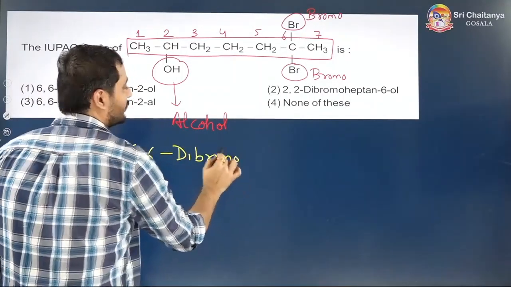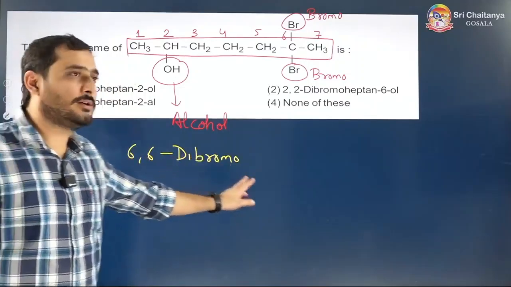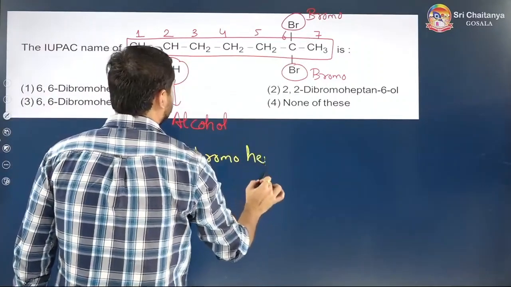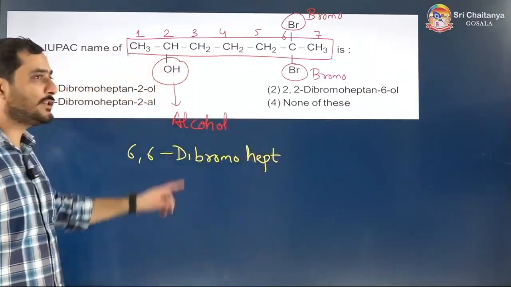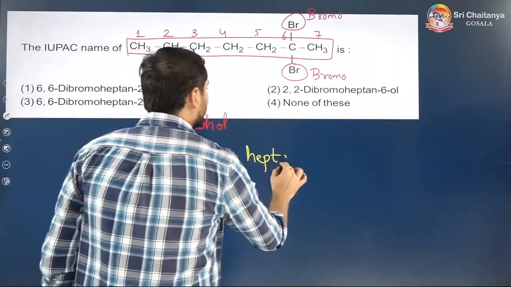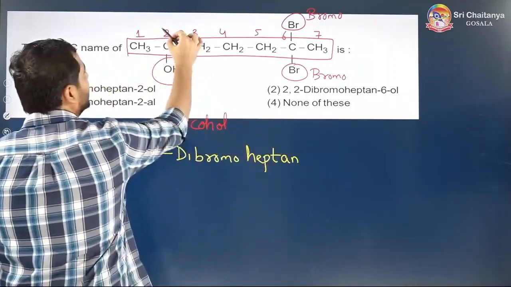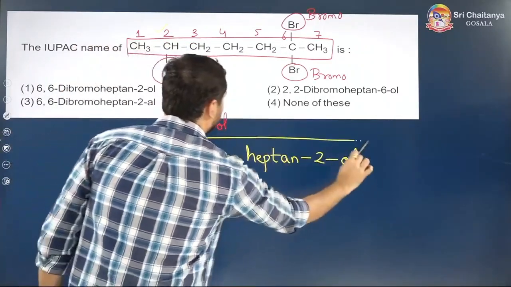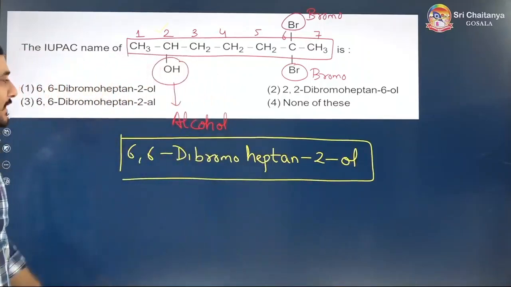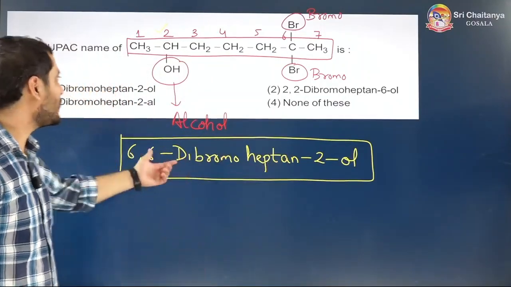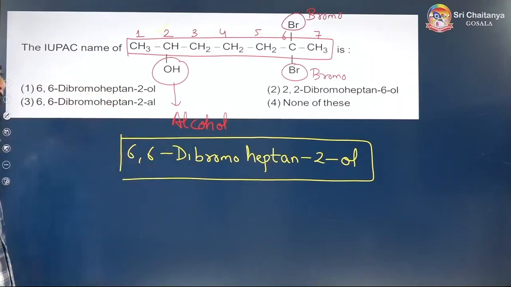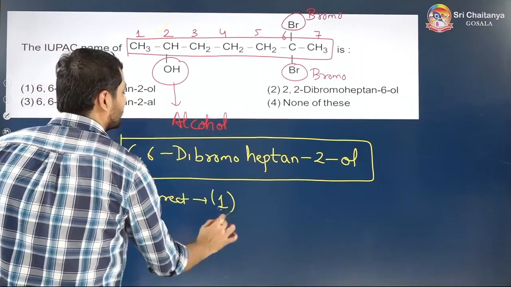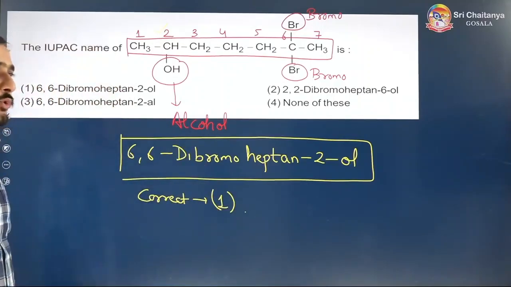It is dibromo. Now after writing this 6,6-dibromo, next we have to write the word root for 7 carbon atoms. What is the word root? Hept. After that, single bonds are present, so for single bond we write ane. And at which position is the alcohol present? Second. So heptan-2-ol. This will be the correct name: 6,6-dibromoheptan-2-ol. So which option will match? If you check, the first option will match. So the correct answer is option number 1.